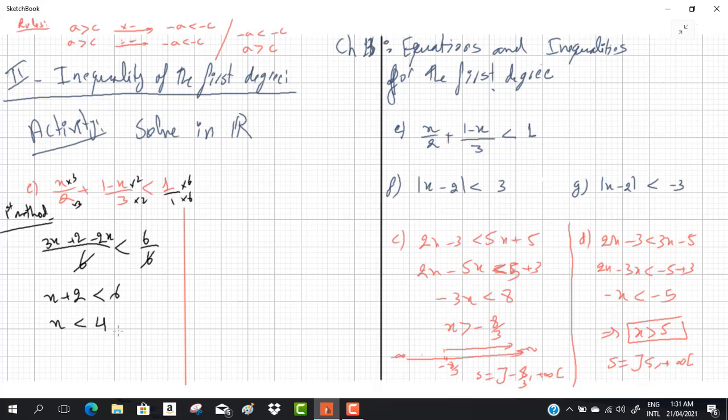One question, one case. What if one of the students says, I will do a cross multiplication? It's wrong. You can only do a cross multiplication in an equation when you have an equal sign.